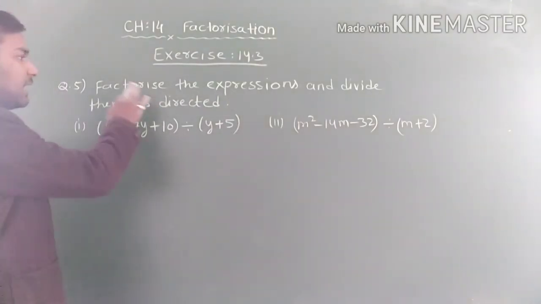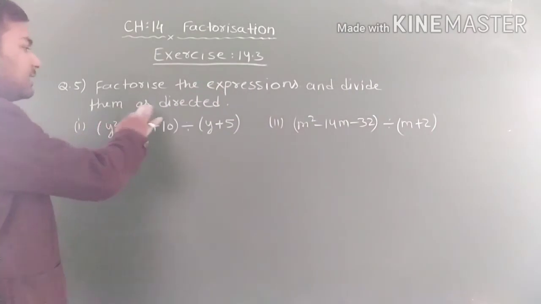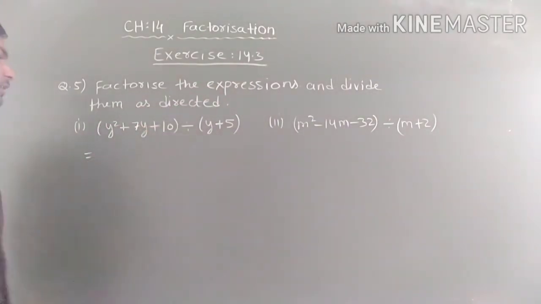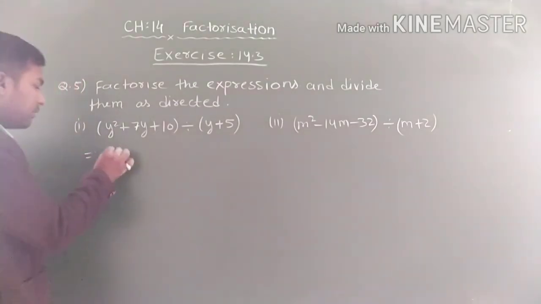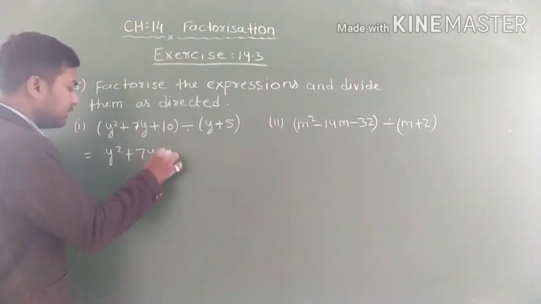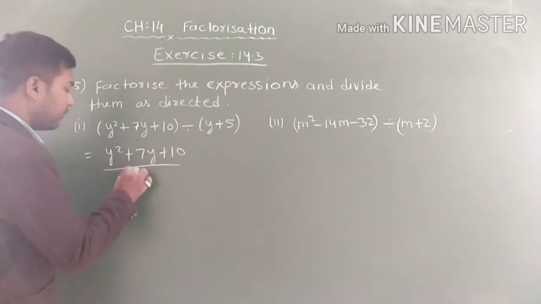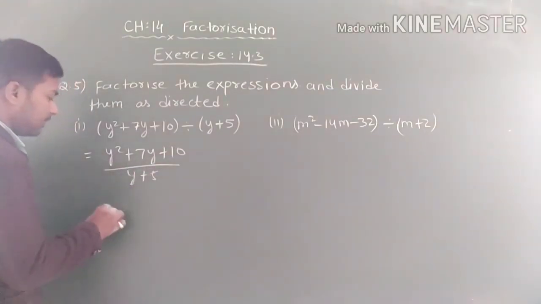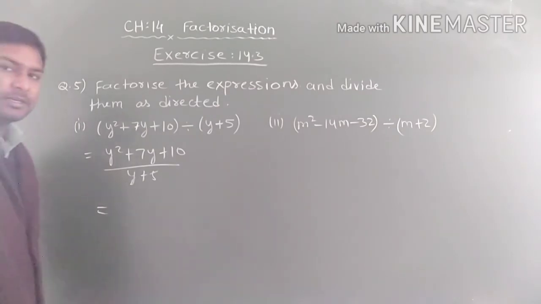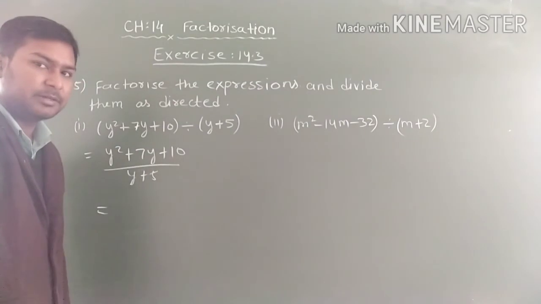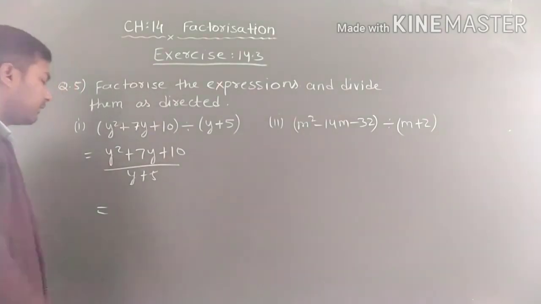Question number 5. Factorize the expressions and divide them as directed. Question number 1. The expression is given, this is the first term, this is the second term. Now just write it. So it will be y square plus 7y plus 10 divided by y plus 5. So y square plus 7y plus 10, we have to factorize it. So how can we factorize? Middle term splitting. Okay, the method is middle term splitting.